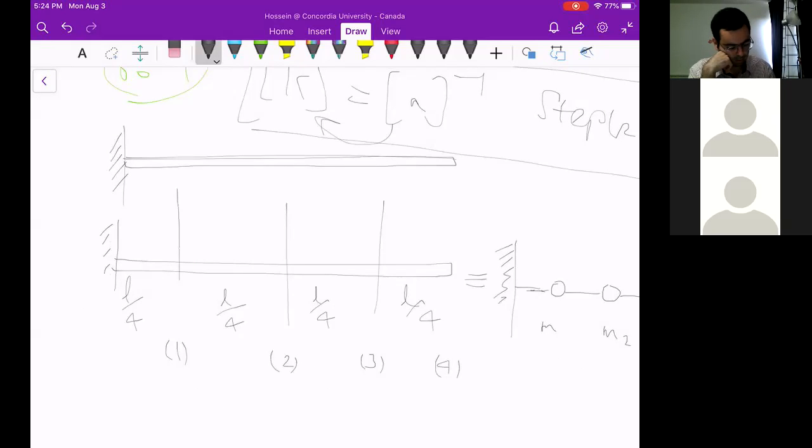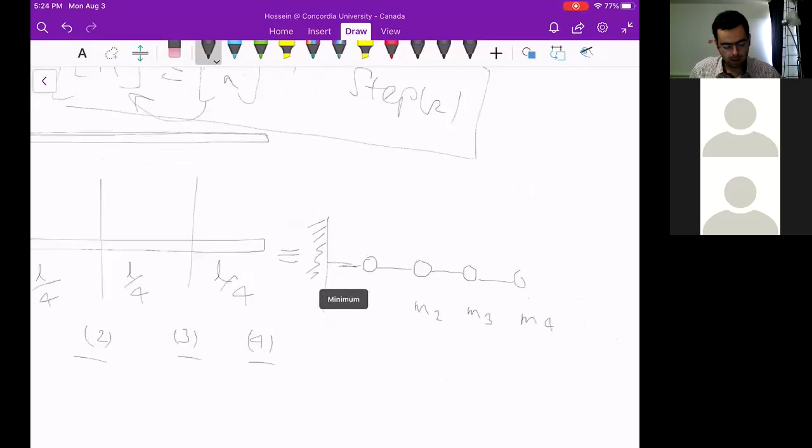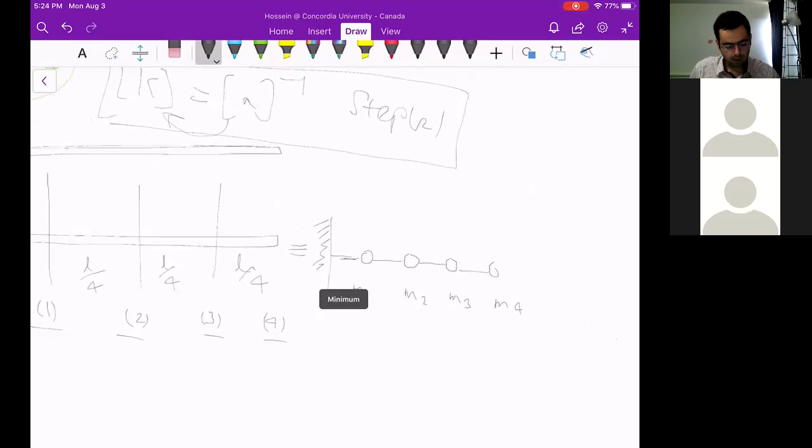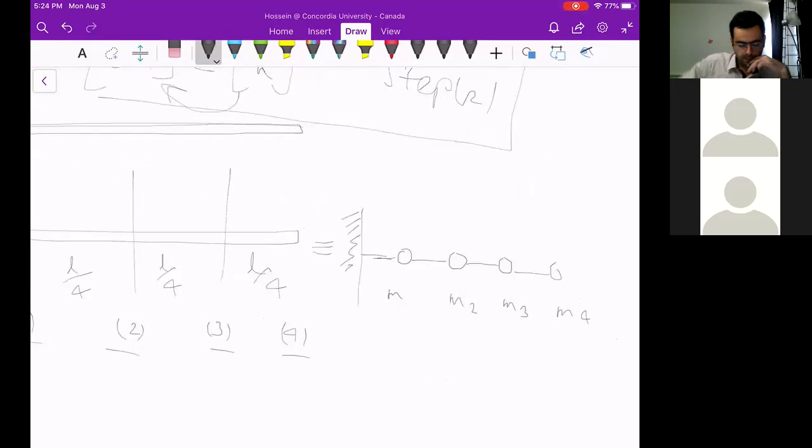This is the question. So we have to find the flexibility matrix. Since it is given 1, 2, 3, 4, I can assume and model this cantilever beam by 4 discrete masses, M1, 2, 3, 4. So in order to find the influence matrix, I have to apply a unit force and see what is the resultant displacement at each mass, at each section.